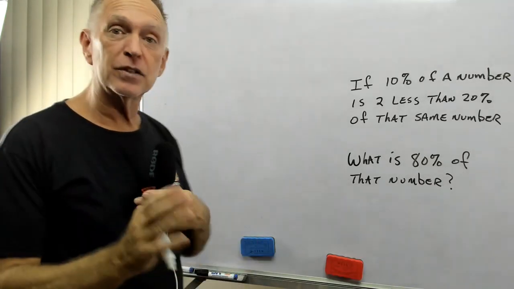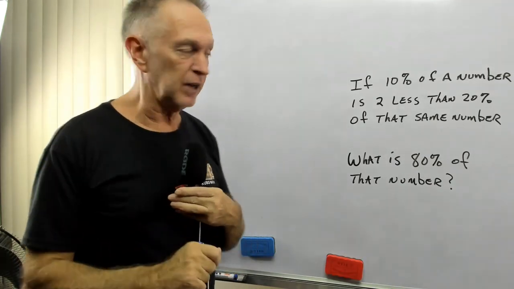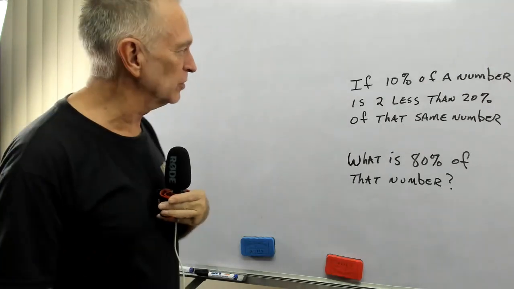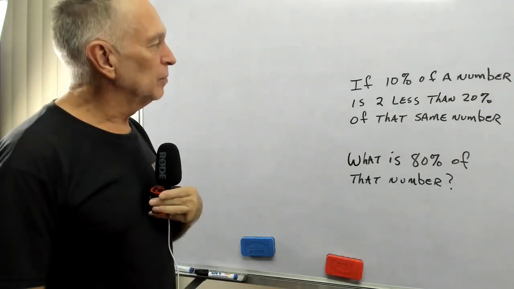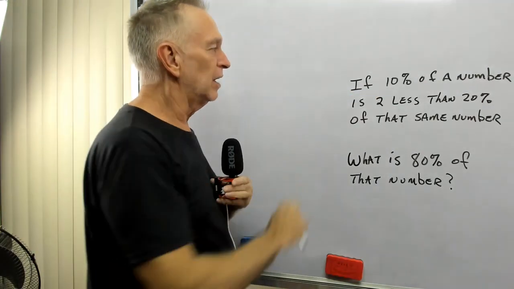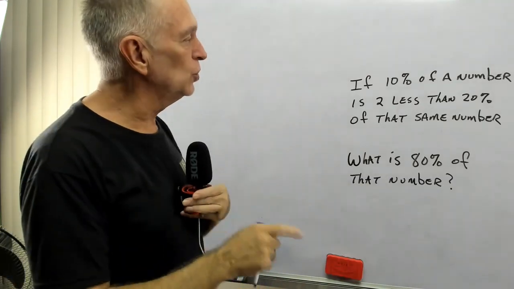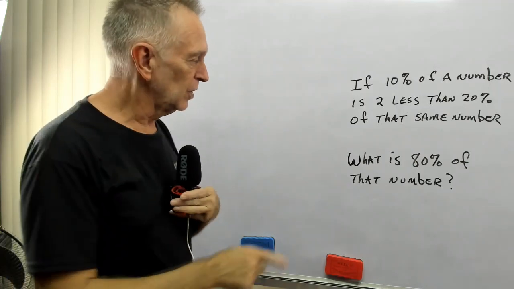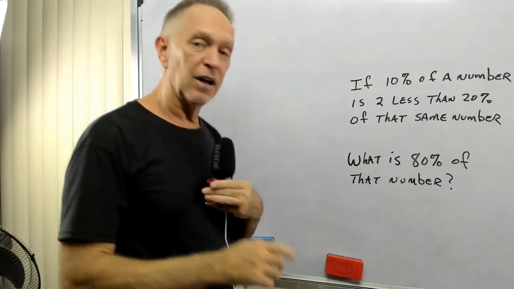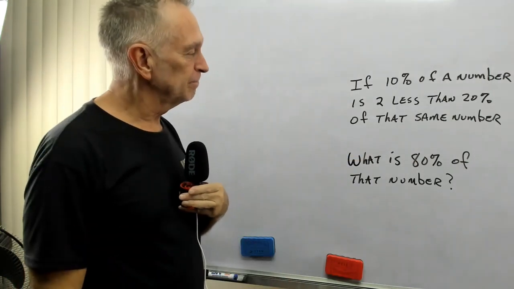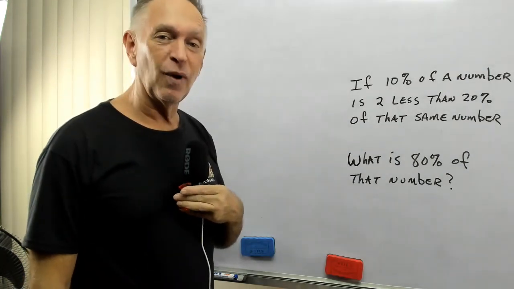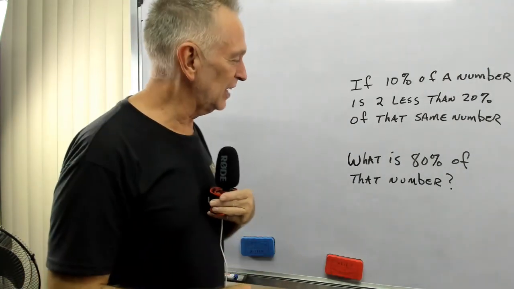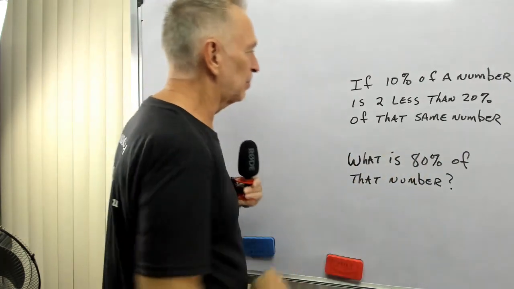All right, so this is a 4th through 6th grade video, or anybody else that wants to work this. But it's if 10% of a number is 2 less than 20% of that same number, what is 80% of that number? So we need to find out what that number is, and then we'll take 80% of it.